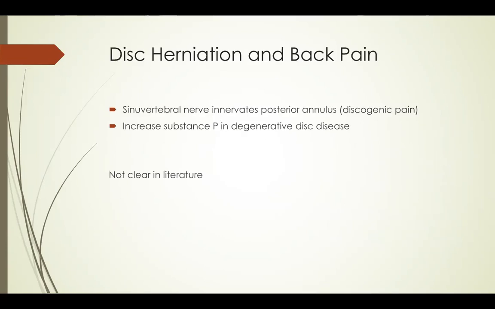Now, disc herniation can cause back pain. Whenever you have a posterior annulus rupture, the posterior annulus is actually innervated by nerves. So that can give you a discogenic pain and increased substance P in the degenerative disc. That was suspected as a cause of back pain as well, but the literature is not clear on this.